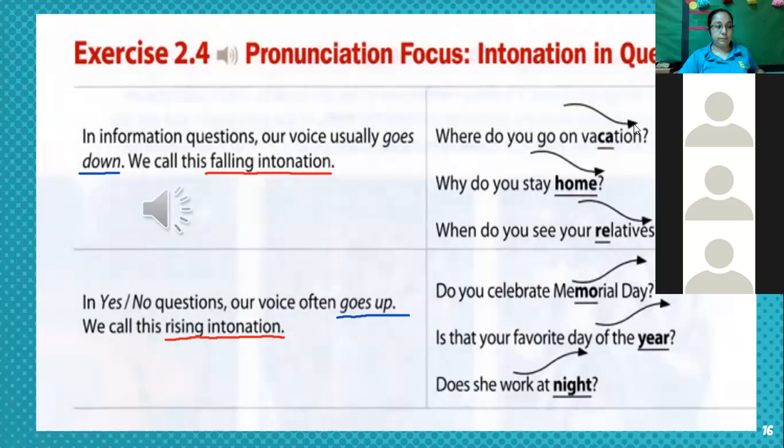If you see the difference, where do you go on vacation? Yeah, this one is falling, yeah? Let me check right now the rising intonation.